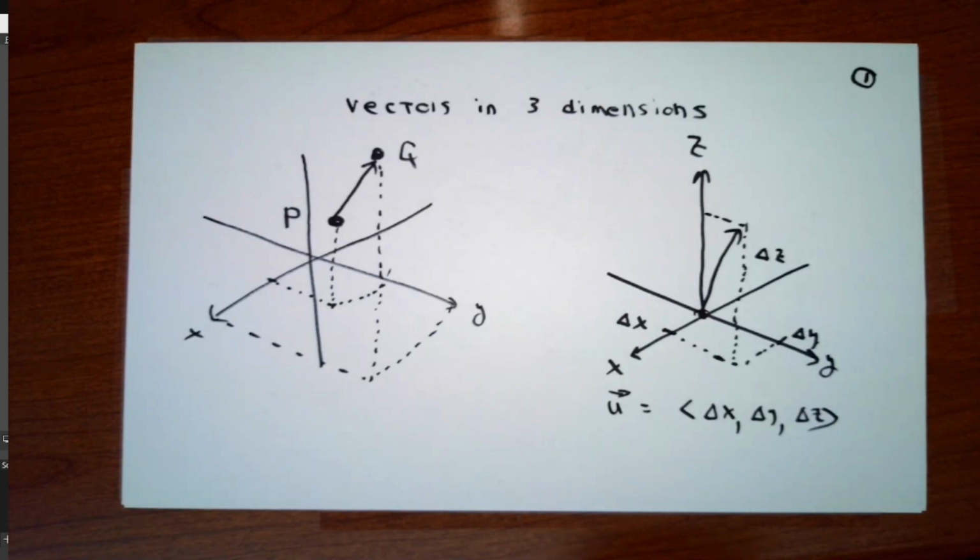This has been a quick introduction to vectors in three-dimensional space. In the next video, we'll look at a couple of applications. Then we'll talk about the dot product of two vectors, and then we'll be able to do more things than we can do right now.